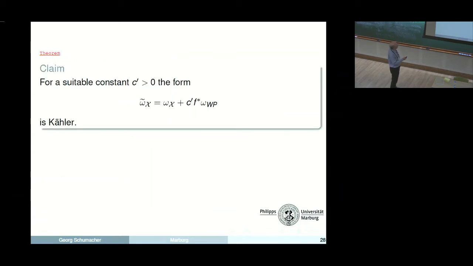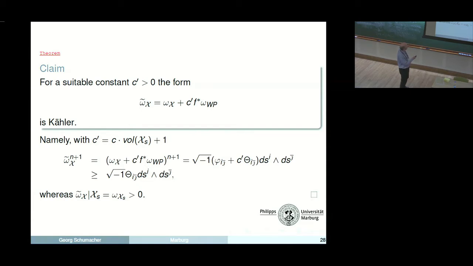Anyway, this means that we can add the constant of the Weil-Petersson form pulled back, and then the total space possesses a Kähler form whose restriction to the fibers is Kähler-Einstein. Okay, so here is the argument once again. We compute this thing, and we can see here that this thing here is larger or equal to the Weil-Petersson form.